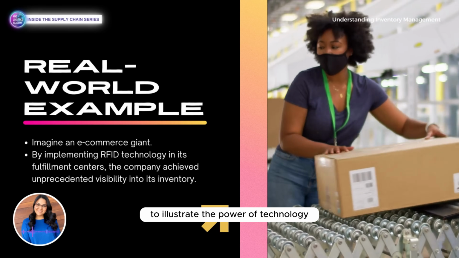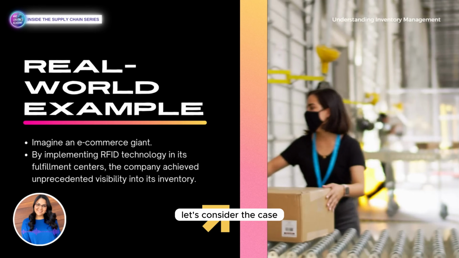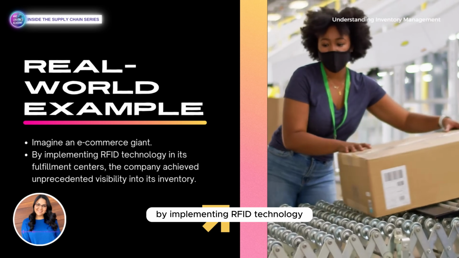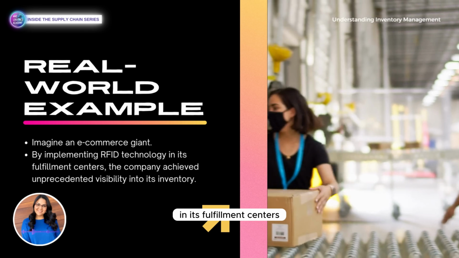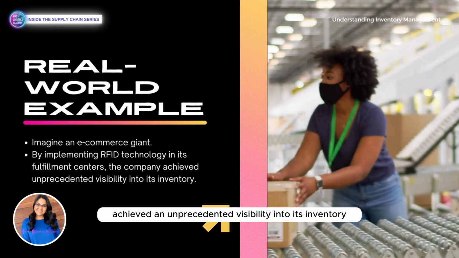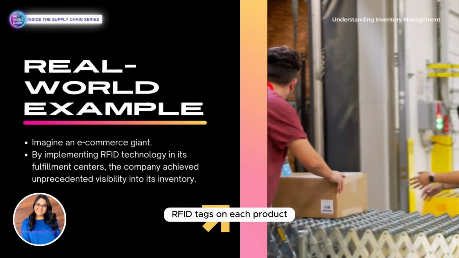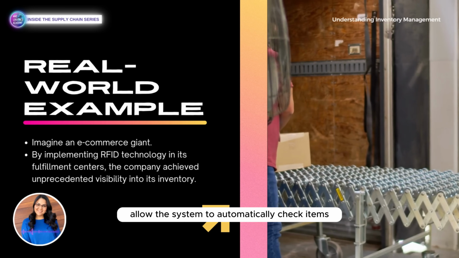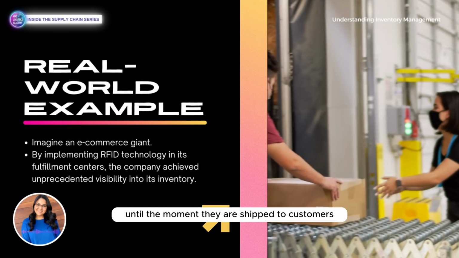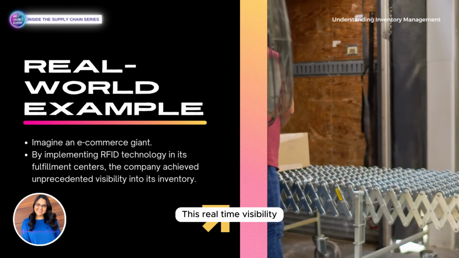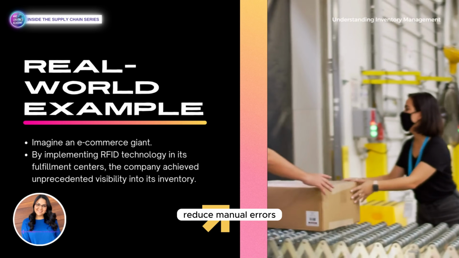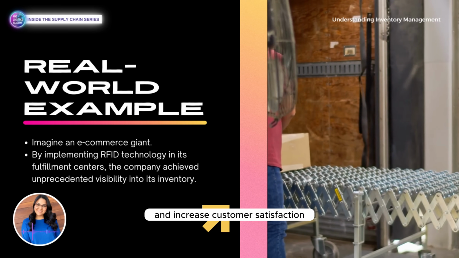To illustrate the power of technology in inventory management, let's consider the case of a leading e-commerce giant. By implementing RFID technology in its fulfillment centers, this company in particular achieved an unprecedented visibility into its inventory. RFID tags on each product allowed the system to automatically track items as they move throughout the warehouse, from the moment they arrive until the moment they are shipped to customers. This real-time visibility leads to faster order fulfillment, reduced manual errors, and increased customer satisfaction.